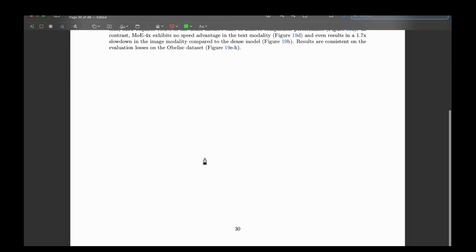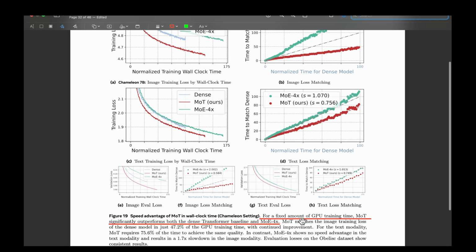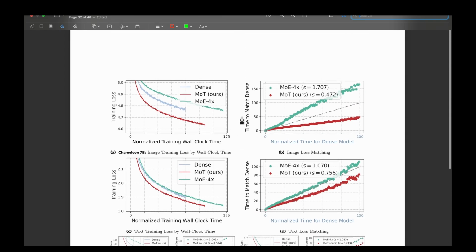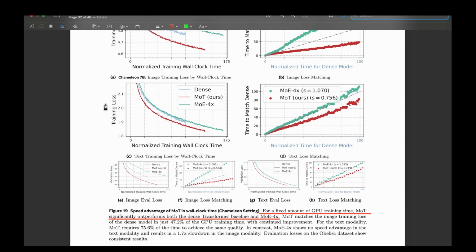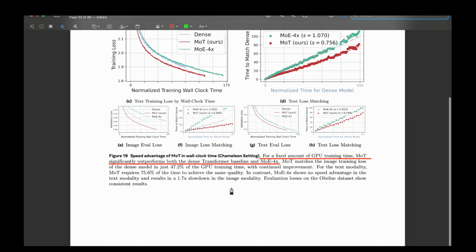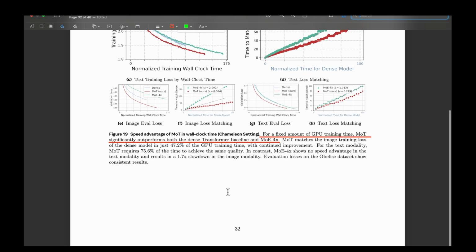As we can see from figure 19, which is this one, we can see that for a fixed amount of GPU training time, MoT significantly outperforms both the dense transformer baseline and mixture of expert 4x. So that's clearly witnessed by this red curve, which is way below the dense model or that of the mixture of expert model. Similarly here, the time to match dense model is way lower compared to that of the mixture of experts or the dense model. The same applies for training loss. Time to match that is significantly lower with the mixture of transformer, indicating that it is super efficient when it comes to training in lower time frame.